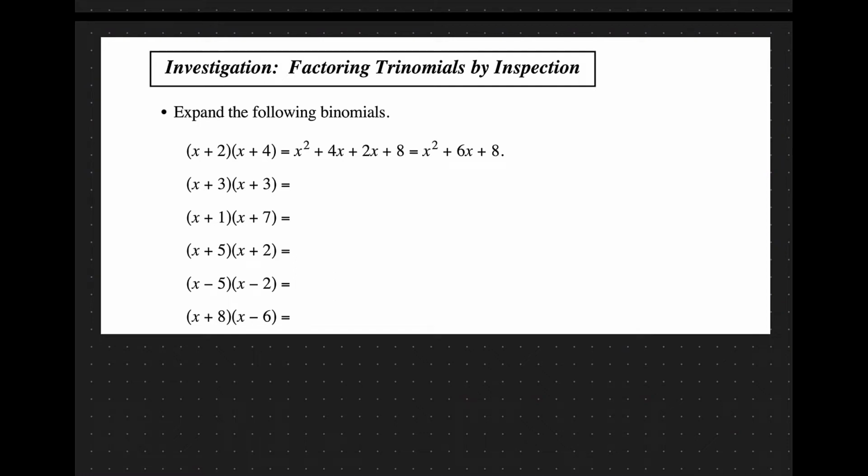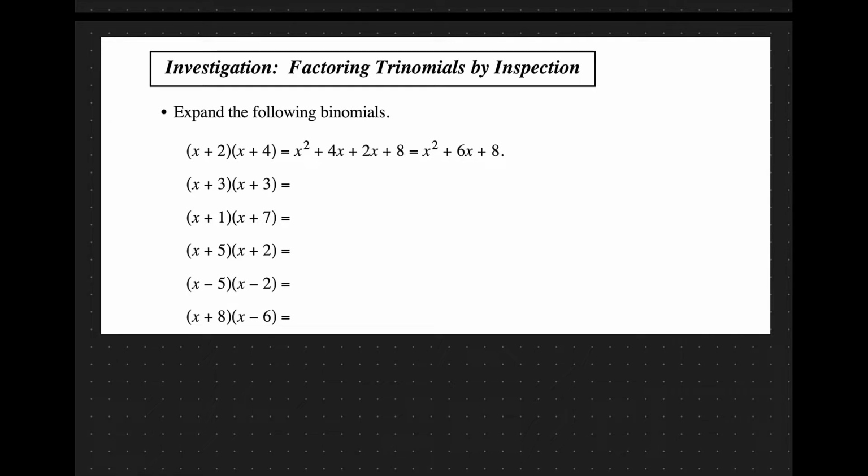Hey everyone, Mr. Voikin here, and this is Unit 6, Lesson 3. We're going to skip the algebra tiles in this case and move on to factoring trinomials by inspection.